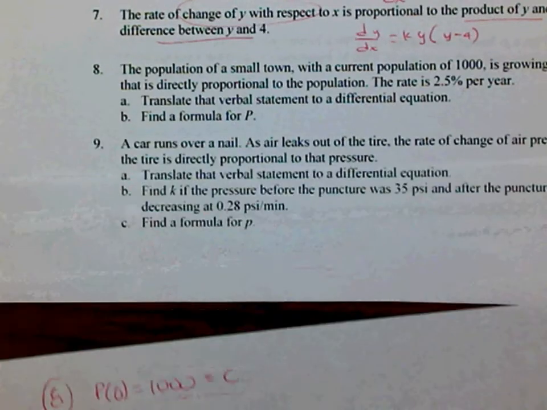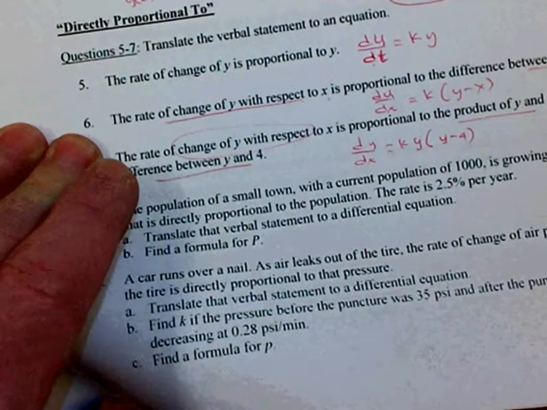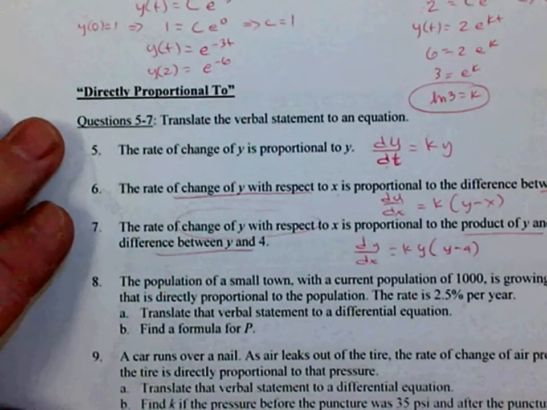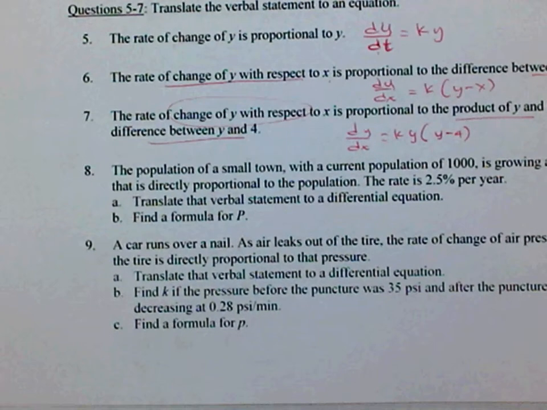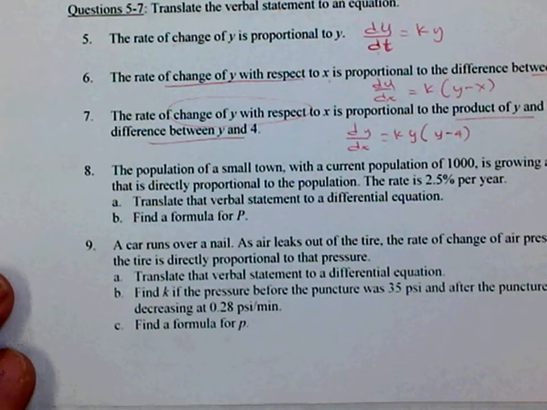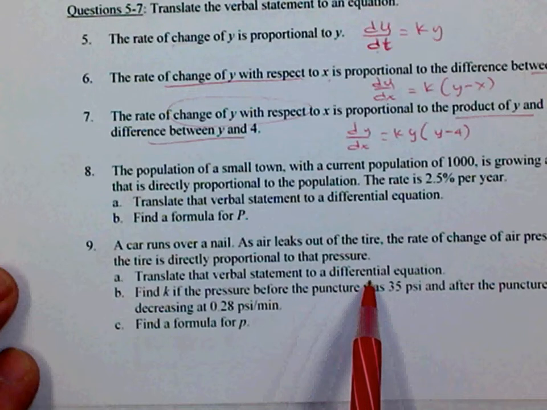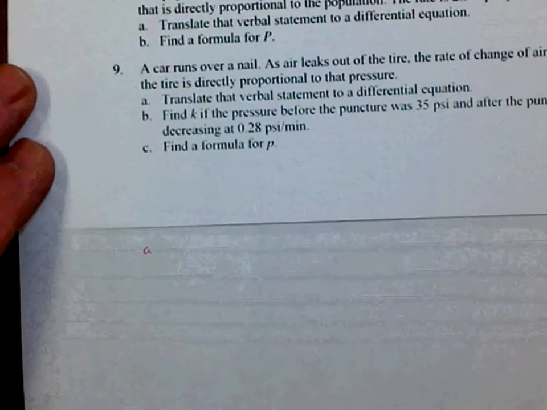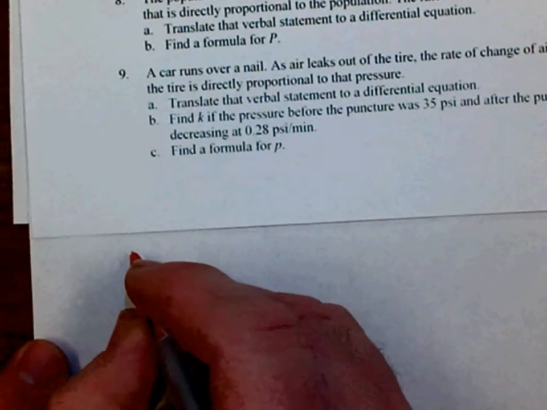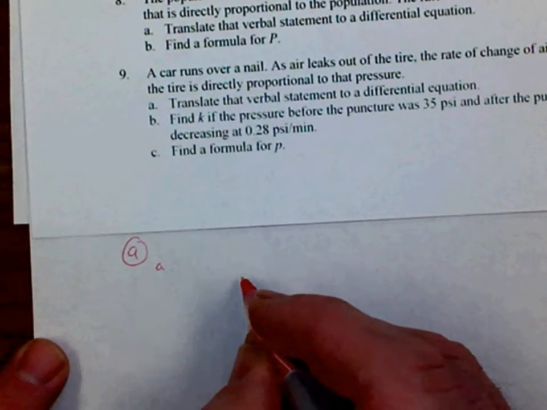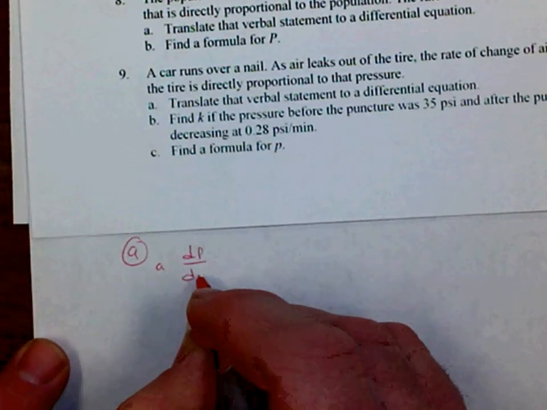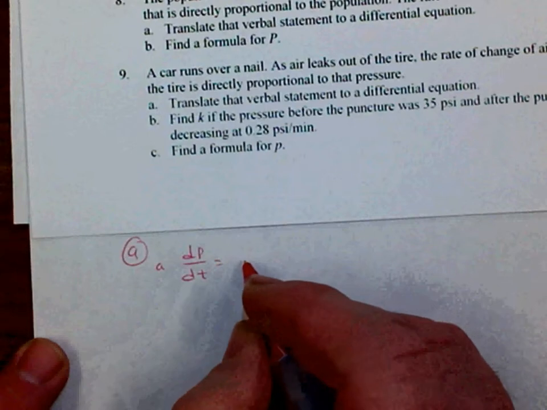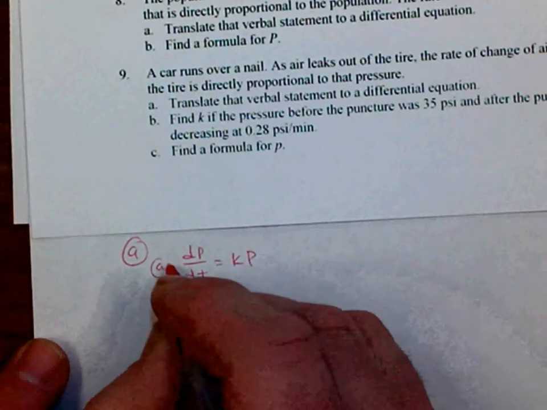The next one talks about a car that runs over a nail. As air leaks out of the tire, the rate of change in the air pressure inside the tire is directly proportional to that pressure. Translate the verbal statement into an equation. Again, if this is going to be proportional to that pressure, we would know that dP/dt would be equal to K times whatever P is.